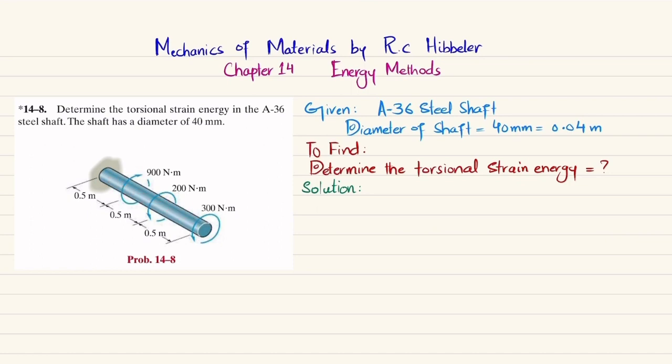So you can see this is the shaft. At this end, we have 300 Newton meter torque. At this end, we have 200 Newton meter torque, that is counterclockwise. And here, this is 900 Newton meter clockwise. The length of the shaft is given as 1.5 meter. So we have to find the torsional strain energy due to the applied torque. So let's start with the solution.